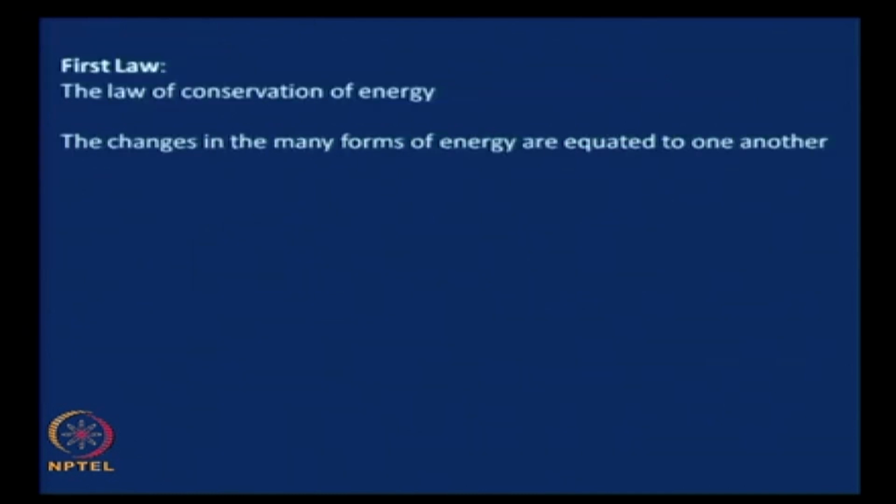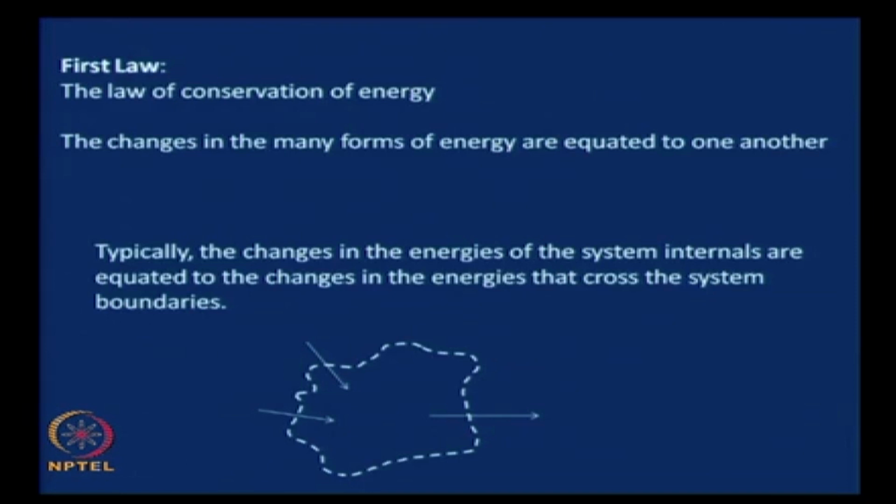Now let us look at the first law. The first law is nothing but the law of conservation of energy. The changes in many forms of energy are essentially equated to one another in the first law. There is nothing more to the first law. Typically the changes in the energies of the system are equated to each other. For example, the changes in the energies of the system internals are equated to the changes in the energies that cross the system boundaries.